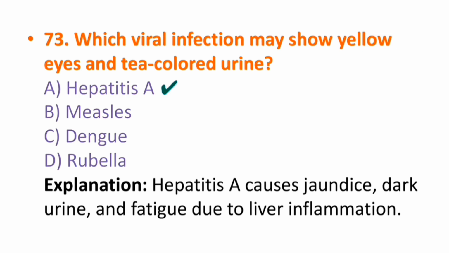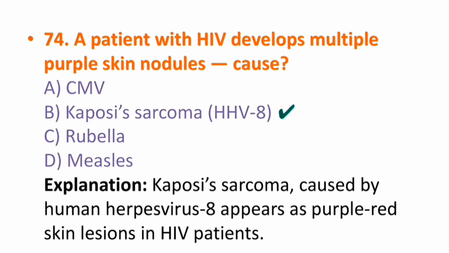Which viral infection may show yellow eyes and tea-colored urine? Option A, hepatitis A. Option B, measles. Option C, dengue. Option D, rubella. The correct answer is option A, hepatitis A. Hepatitis A causes jaundice, dark urine, and fatigue due to liver inflammation. Hepatitis A causes tea-colored urine.